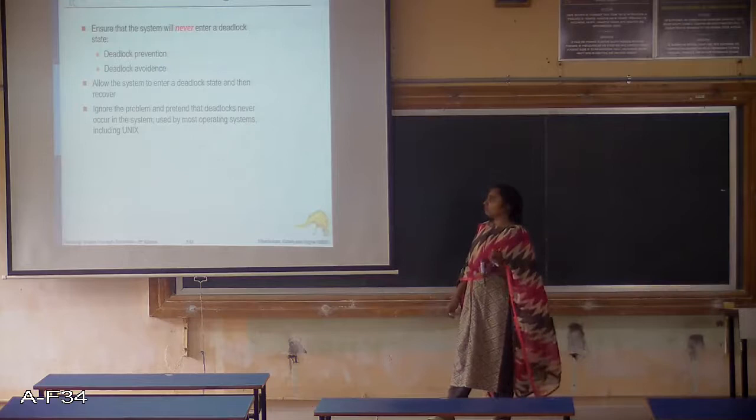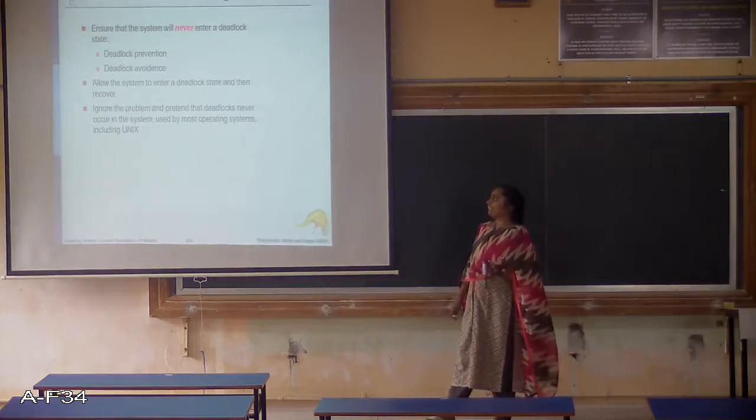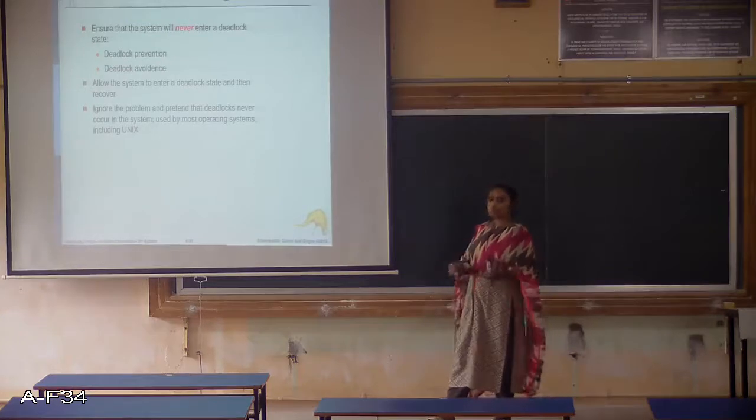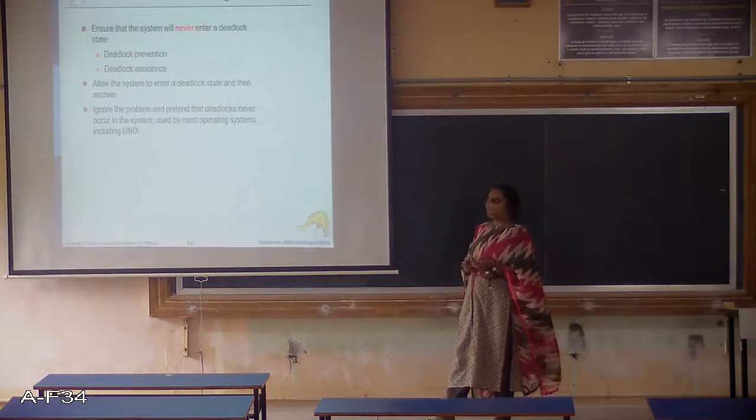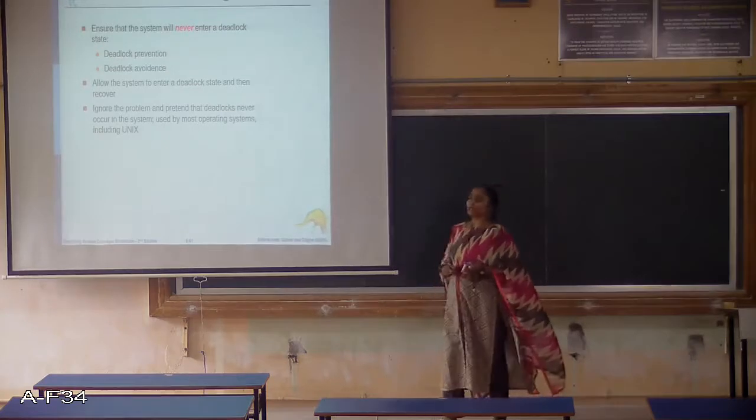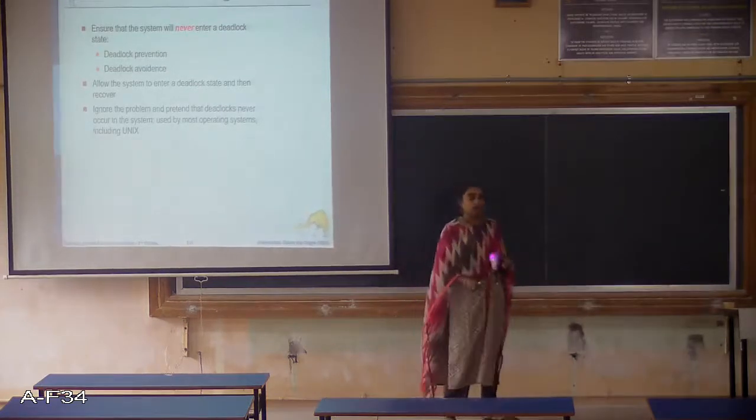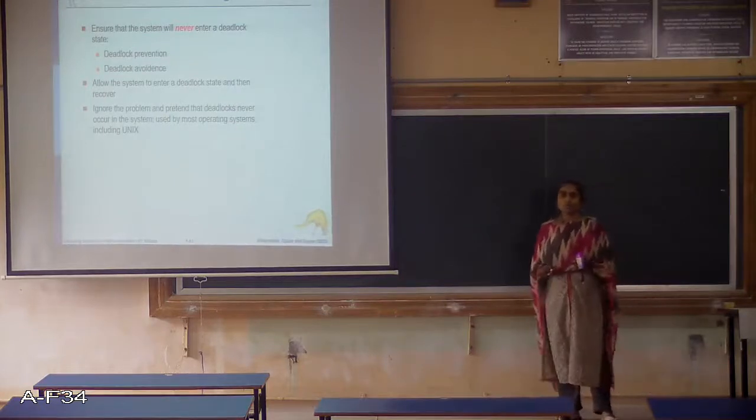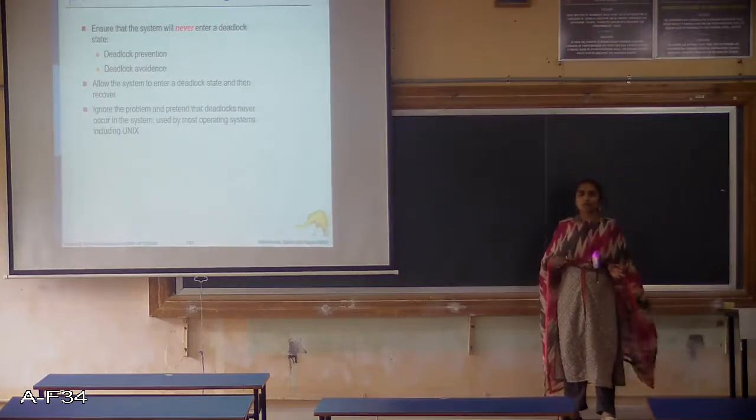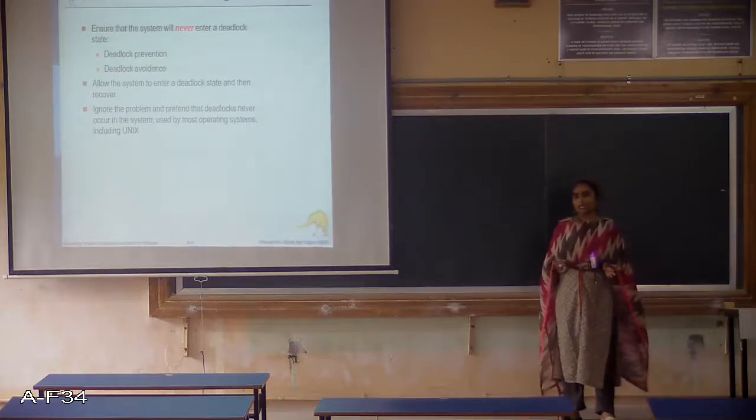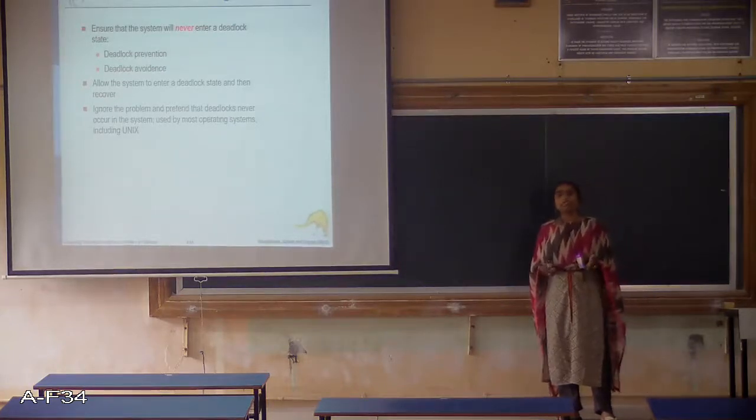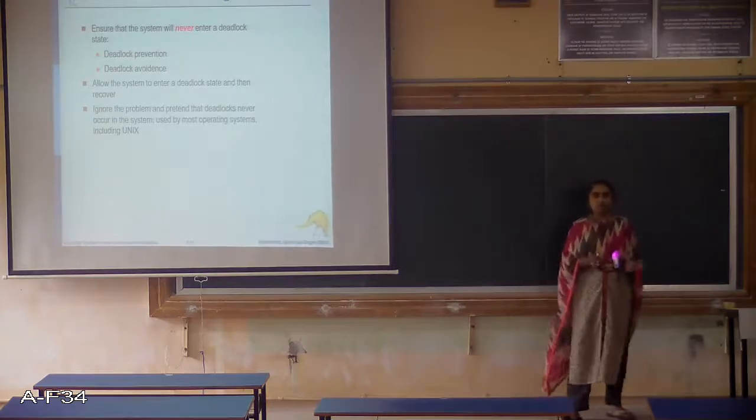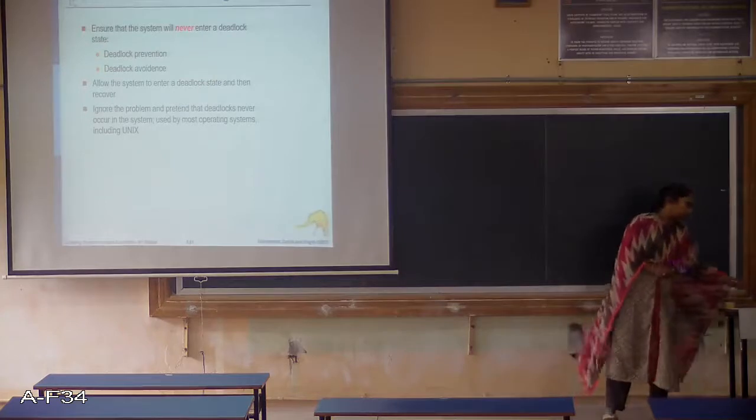But most of the systems ignore the problem and pretend that deadlocks never occur, and they keep the systems going on as they are executing. Most of the operating systems, including Unix, follow this policy. They assume that deadlock will never happen, because most of the processes execute quickly and release the resources, and hence these systems will not have chances of deadlock.